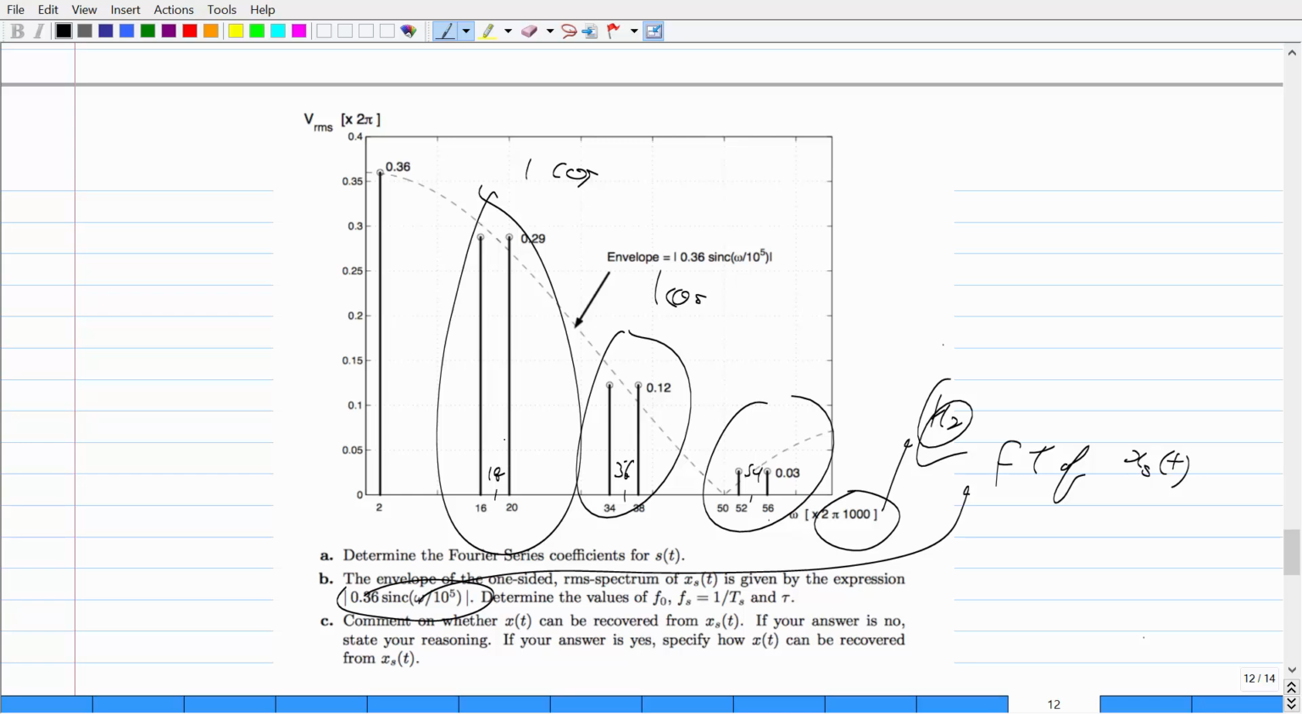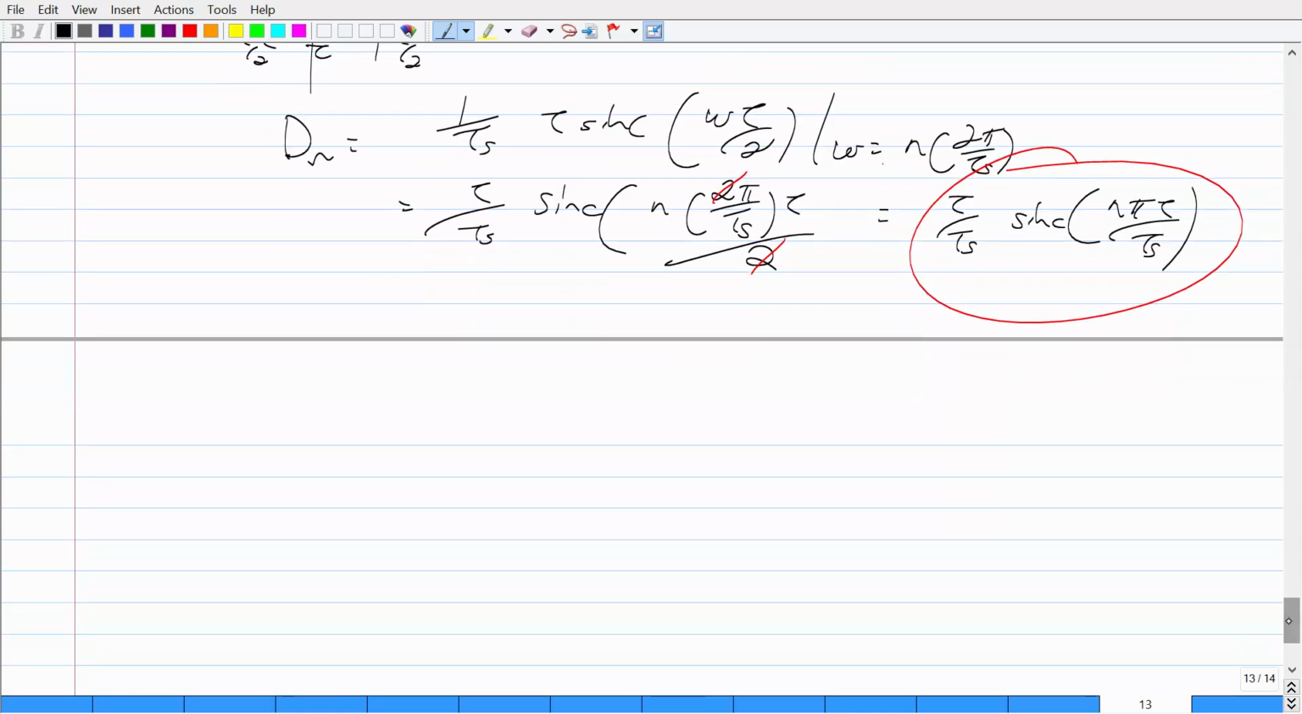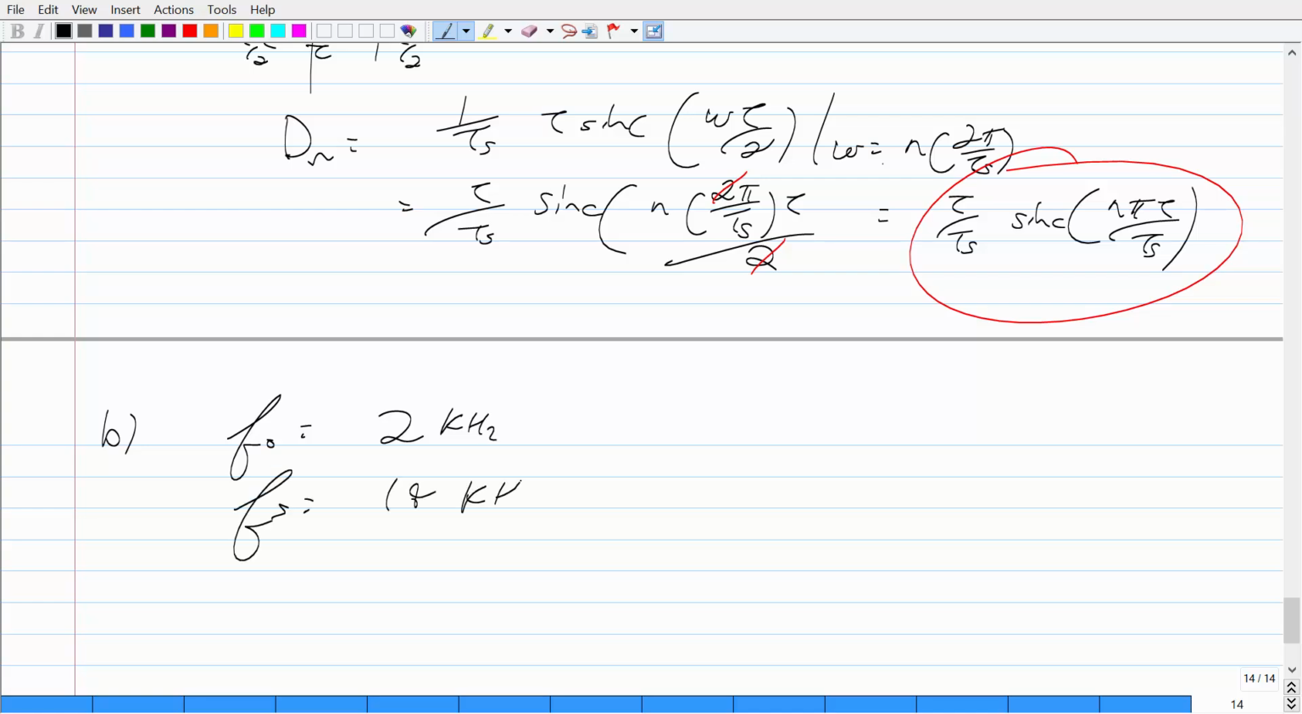Also, take a look at the width between the copies. You see this is 2 and minus 2. Remember, when you take the cosine, you have impulses at plus or minus a certain frequency. Because the difference from the carrier is 2, the fundamental frequency is 2 kilohertz. So B, the fundamental frequency is 2 kilohertz. The sampling frequency is 18 kilohertz.